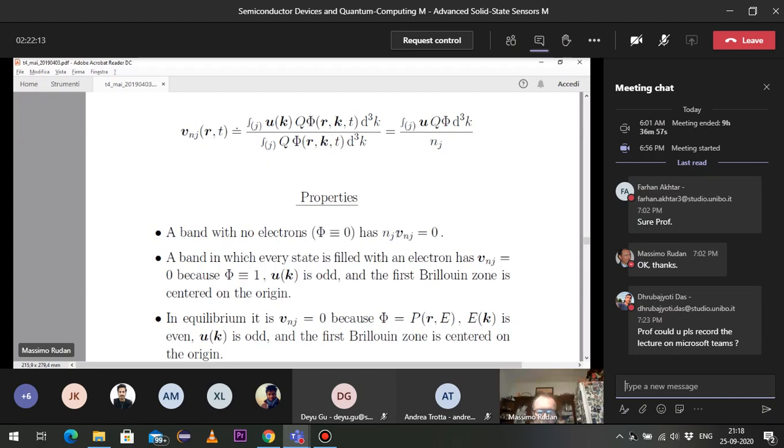In the notes, there is a misprint, okay? So if any of you has a copy of the notes, this n is missing, okay? This is a typo. You should put nj here, okay?